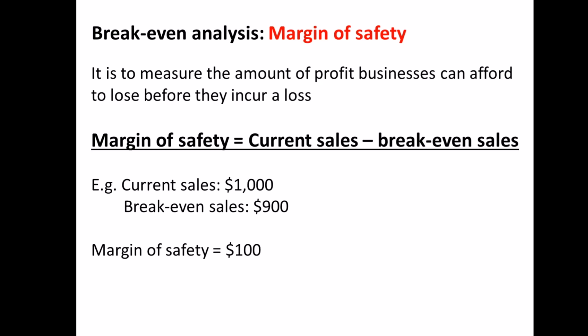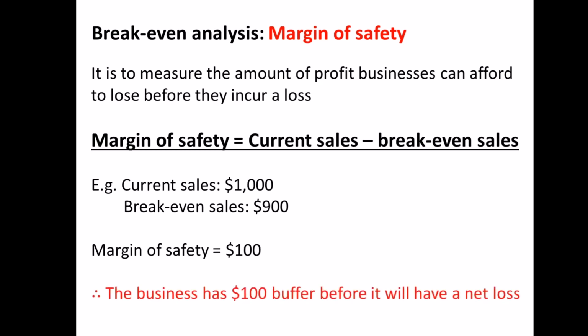With that being said, the business has $100 of buffer before it will have a net loss. Because if we go beyond that break-even point, then we'll have a loss. So we still have $100 remaining to that break-even point, and if we go beyond that point, then we'll have a loss. That is margin of safety. That's all for margin of safety. It's just a sub function from the break-even analysis.